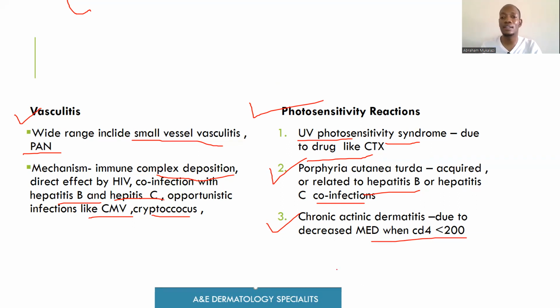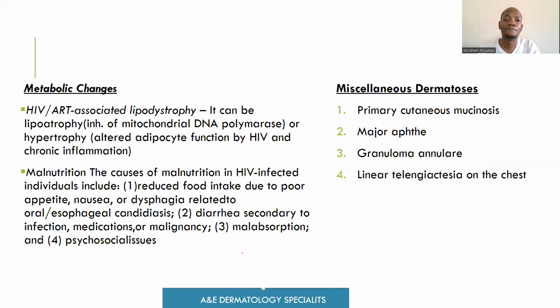So it has been demonstrated that when your CD4 level goes below 200, your minimum erythematous dose also drops. So that makes you to be more photosensitive. So that is what exactly occurs in HIV. So in HIV, you have a low CD4 count, which lowers your minimum erythematous dose, making you photosensitive.